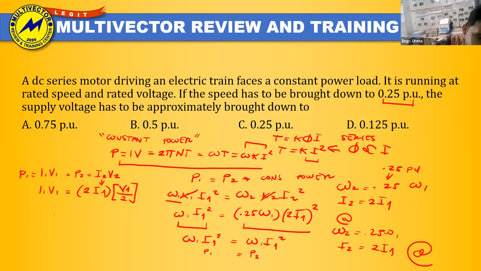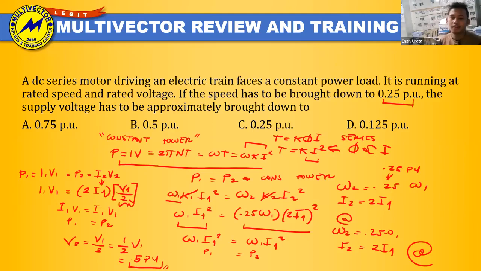Kasi magka-cancel to. Okay, so pag nag-cancel yan, ang matitira, I1 V1 is just equals to I1 V1, which is actually constant power, P1 is just equals to P2. Since ang kailangang value ng voltage ko is V1 all over 2, which is just equals to 1 over 2 of V1, which is just equals to 0.5 per unit. So 1 over 2 is 0.5, multiplied by V1, which is actually my base voltage. So tamang sagot dito is 0.5 per unit. Okay, letter B. So problem number 89. Okay, next problem.